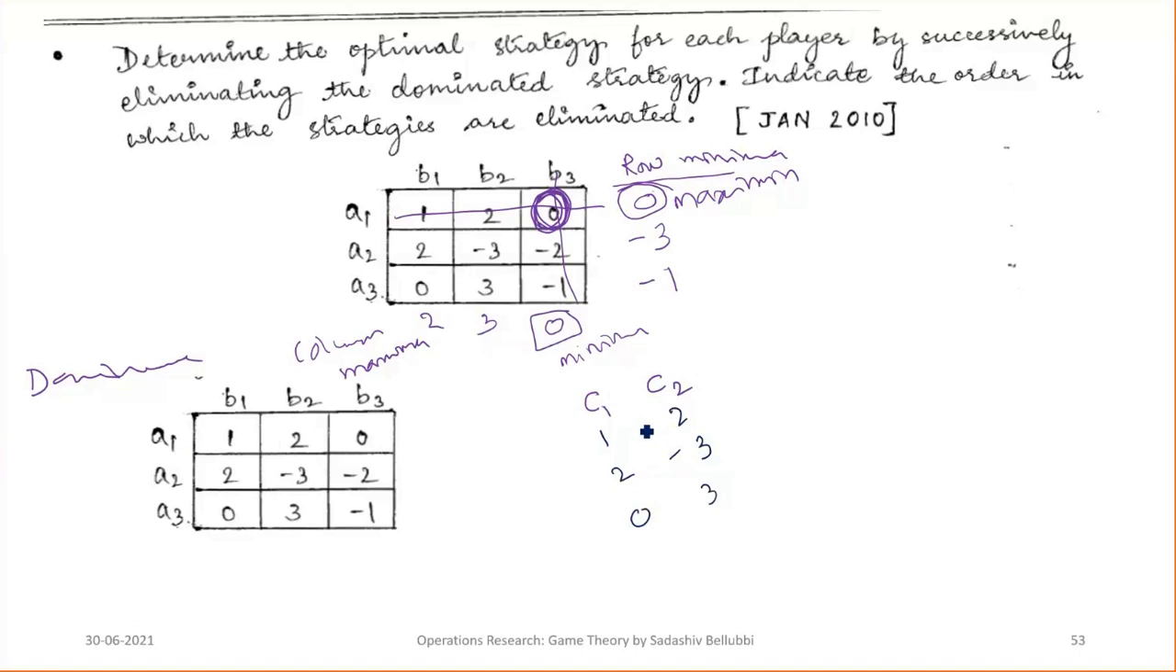Okay, 1 is lesser than 2, 2 is greater than minus 3. If it is like this, then we cannot compare C1 and C2. Just leave it. C1 and C2 comparison is not possible. So, okay. Next one, go for column number 1 and column number 3.